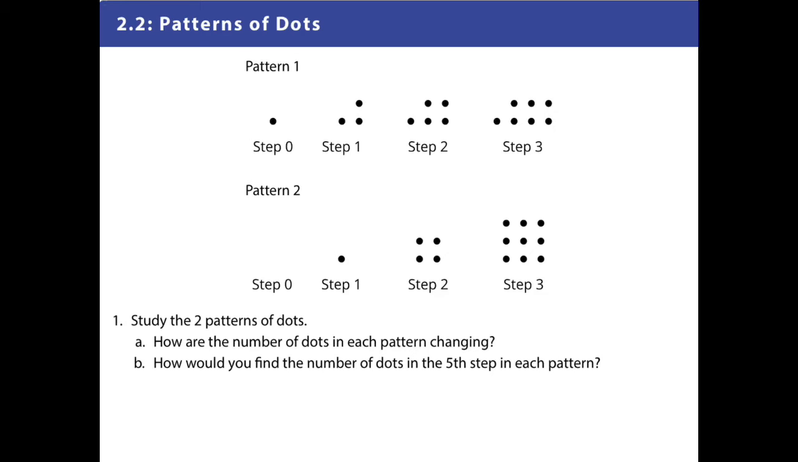So pattern 1, each step has 2 rows of dots, with each row having the same number of dots as the step number plus 1 extra dot. So in step 5, there will be 2 rows of 5 dots plus 1 additional dot. And then pattern 2, each step has as many rows and columns of dots as the step number. So step 5 is a 5 by 5 array of dots.